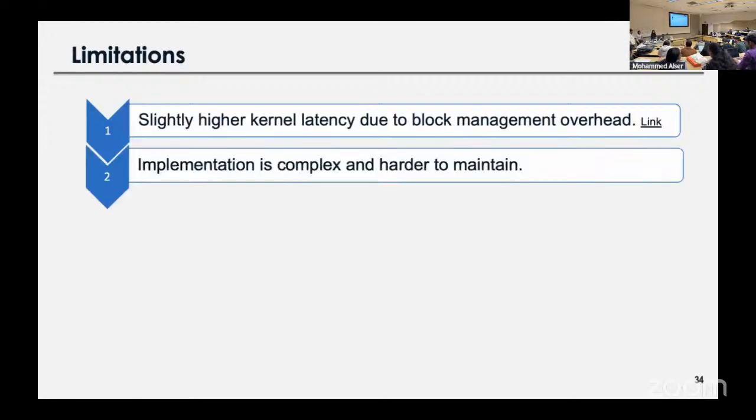The limitation is that it is harder to maintain, because we are combining PagedAttention as well as dynamic scheduling. Compared to general systems, maintaining PagedAttention, managing the smaller blocks, allocating them and maintaining the dynamic scheduling is harder compared to the basic systems.